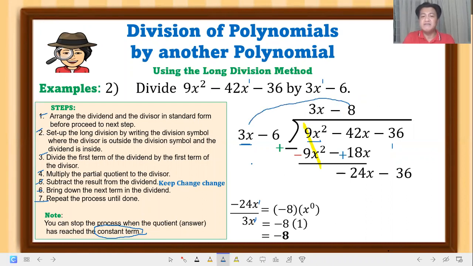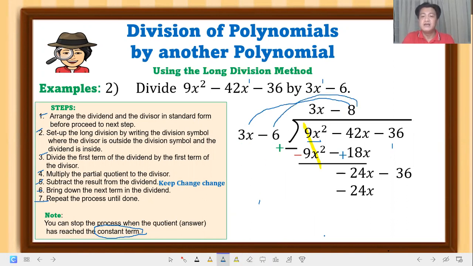What is negative 8 times 3x? That will become negative 24x. Okay? And also, you have to multiply negative 8 times negative 6. Their product is positive 48. Remember, negative becomes positive. And you have to do the subtraction, di ba? Remember, keep, change, change. From subtraction, magiging addition na to. From negative 24x, magiging positive to. From positive 48, magiging negative. Kaya this will become the sign.